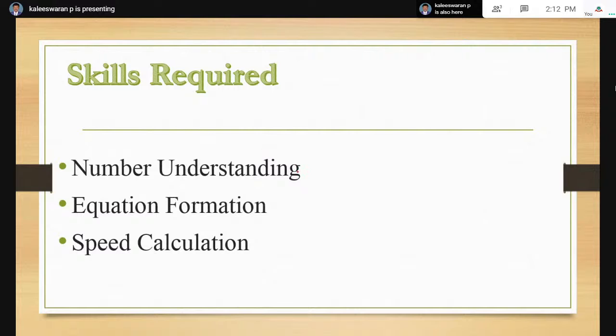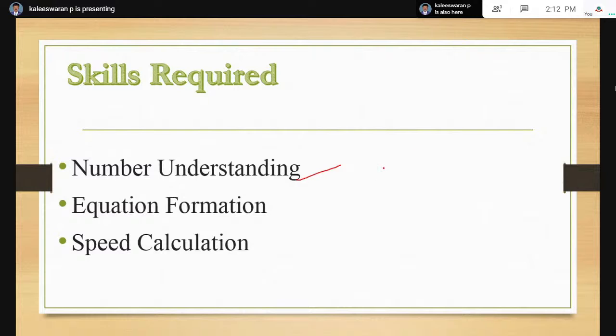What are the skills? One is number understanding. Each and every number has a unique identity. You should know that identity. Then only you can solve the problem very easily. By seeing this number, this is the identity, so this is the answer. Like that you can guess.